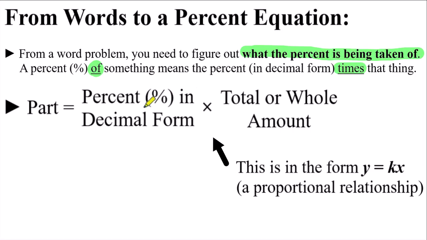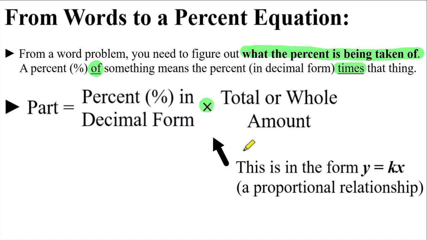So this is the percent equation that I was talking about up here. The percent equation is that the part is equal to the percent in decimal form times the total or whole amount. And the words are often going to say a percent of something. Of means times. So that's why it's the percent in decimal form times whatever that thing is, which is going to be the total or whole amount. So you'll see similar vocabulary words here: part and whole or total amount. Similar vocabulary to what we were talking about on the intro guided notes page.